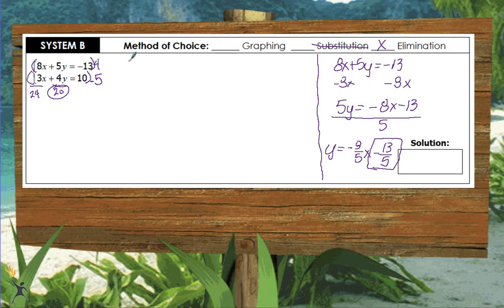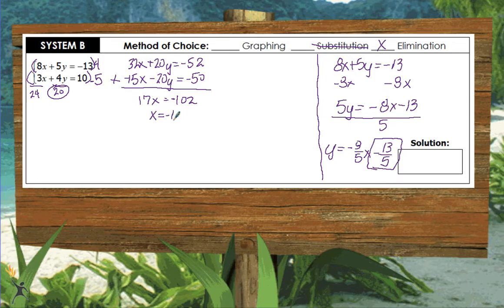So 8x times 4 is 32x plus 20y equals negative 52. And then if I do the next one, I get negative 15x minus 20y equals negative 50. Now I add those both together because I have opposite signs. 17x is equal to negative 102. If I do the division on my calculator, I get x equals negative 6. So now I've got my x term.